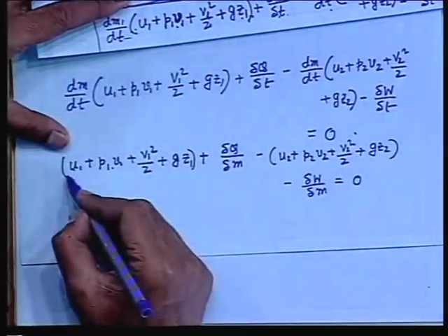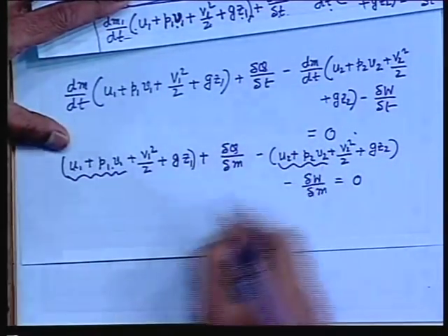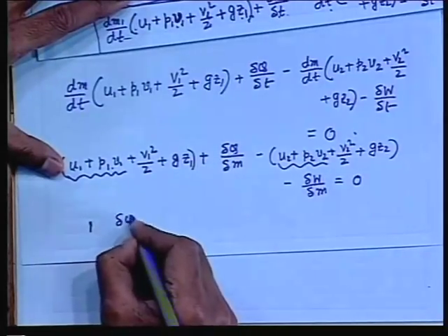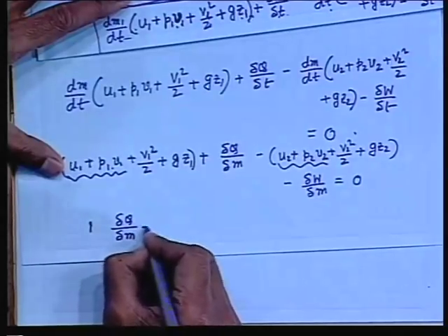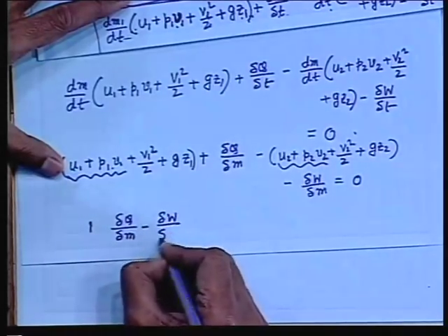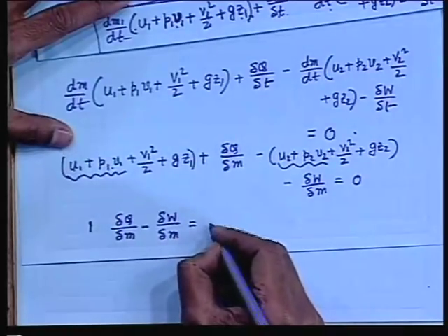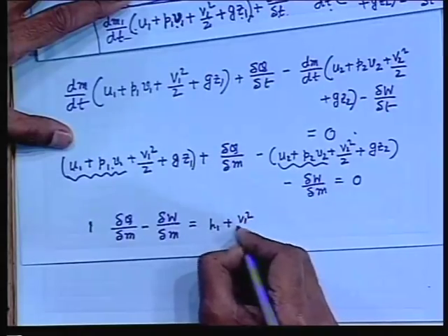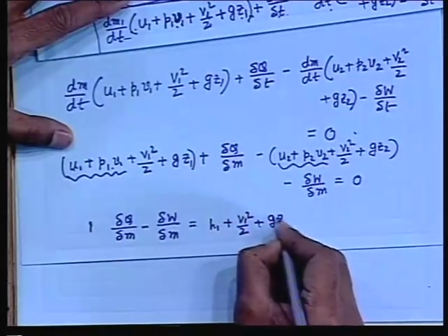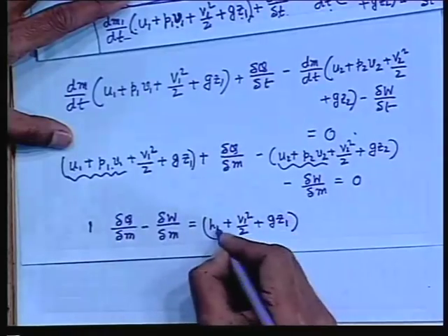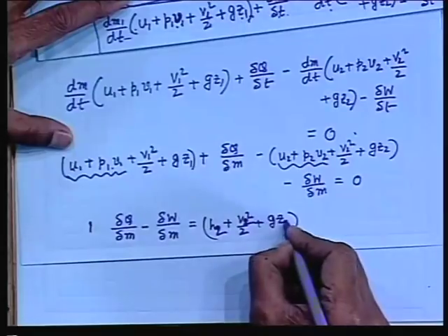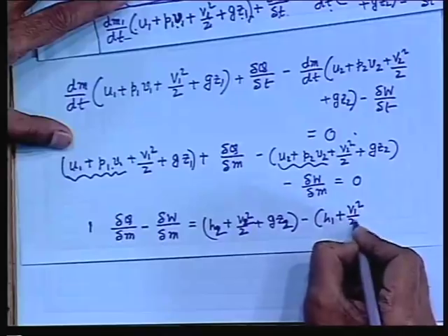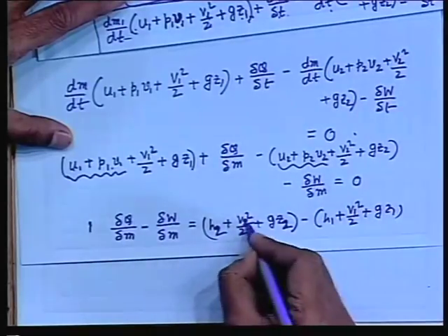Now if I club u plus pv by our definition h, then I can write it this way: del q del m minus del w del m is equal to h2 plus v2 square by 2 plus gz2, minus h1 plus v1 square by 2 plus gz1.